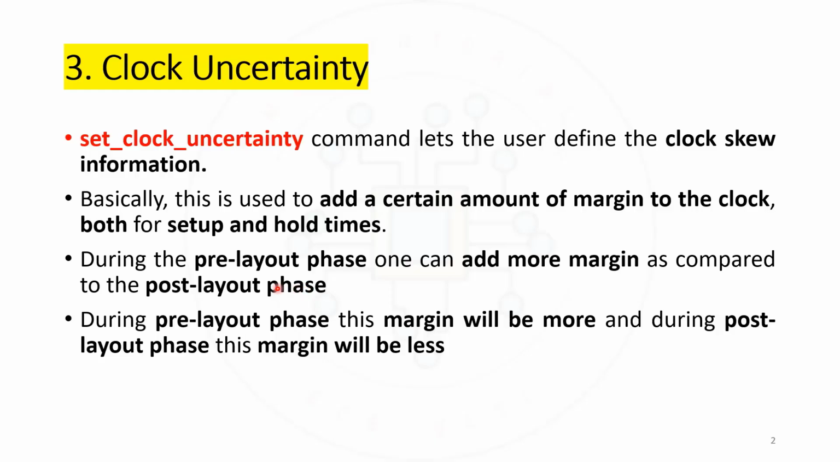Generally, there will be two stages, that is pre-layout and post-layout. Pre-layout is before PNR and post-layout is after the PNR, where we get the routed database. So in the pre-layout phase, this uncertainty margin will be more, whereas in the post-layout phase, it will be less, as I told you.